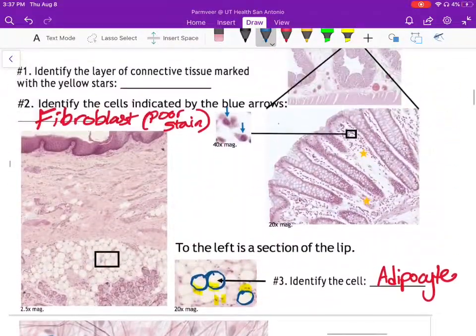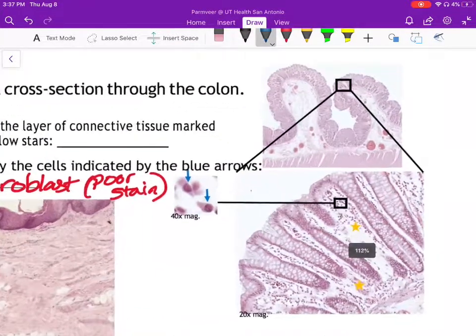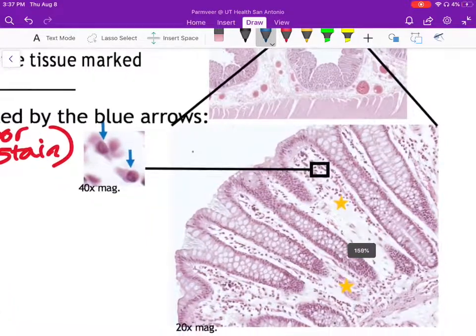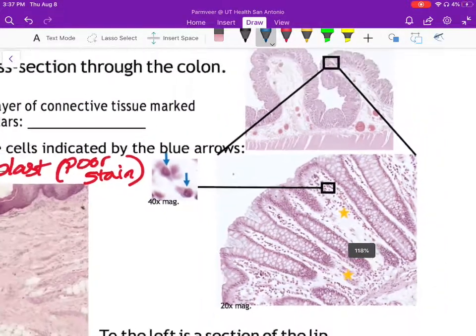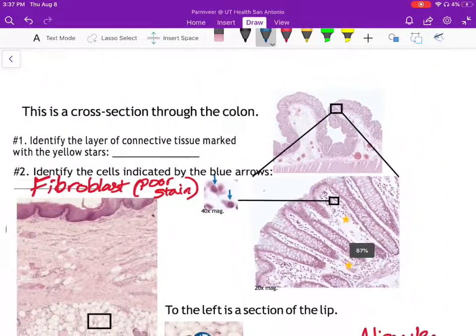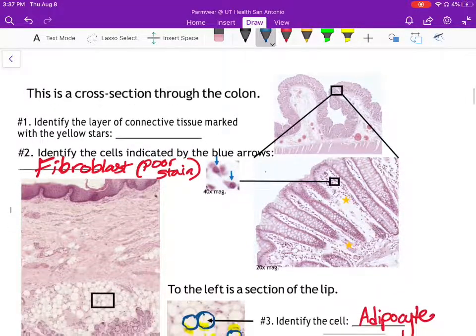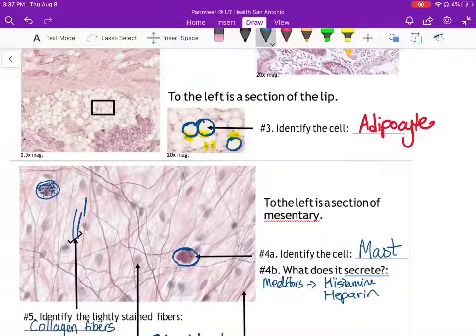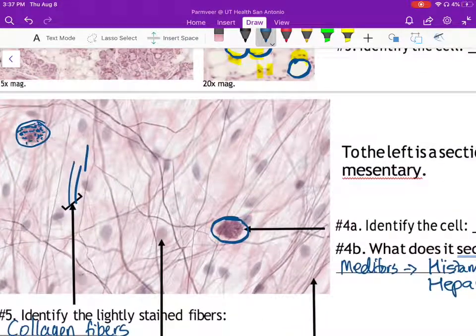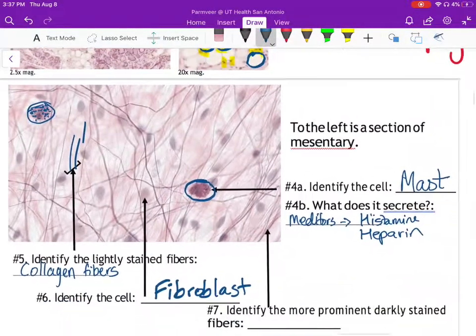As you can see, going back to the first image, these cells do look darker relatively. Like we said, they are fibroblasts. They're pretty well stained, but here, relative to the mast cells, our fibroblast cells are very pale in staining. So that is your clue here.